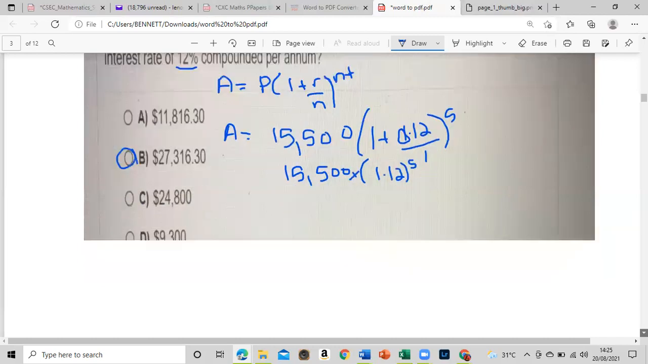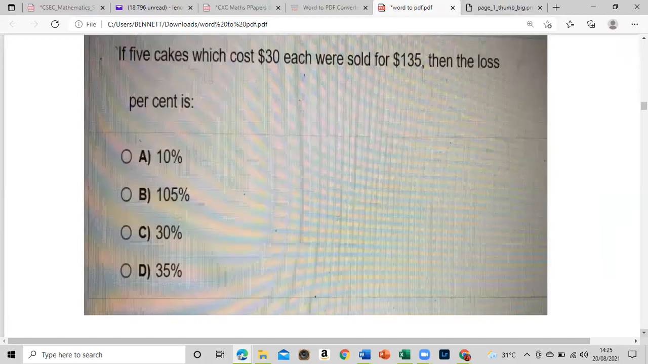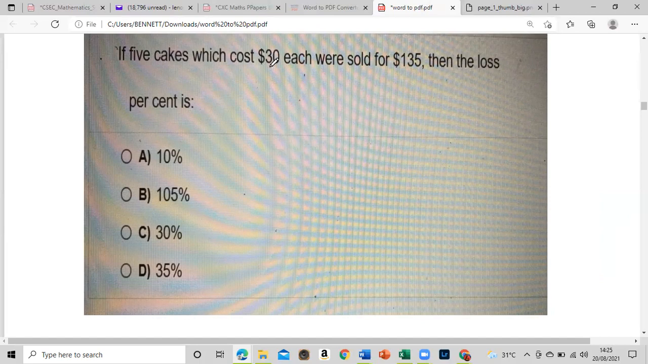As I say, this is a university exam. All right. 5 cakes which cost $30 each were sold for $135, then the loss is.